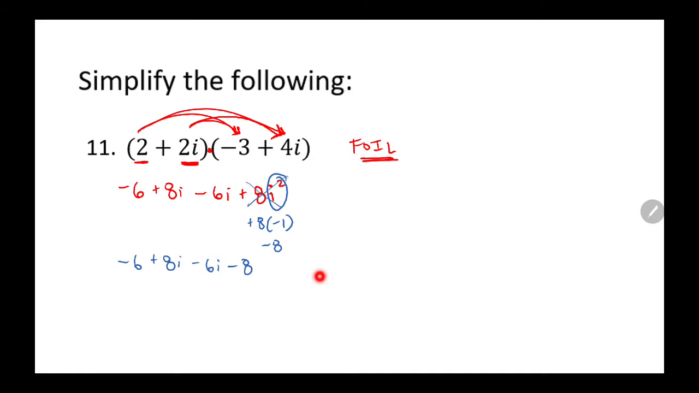There. Now we'll combine like terms. Minus 6 minus 8 is minus 14. Plus 8i minus 6i is, well, 8 minus 6 is minus 2. Combine your like terms is i. Whoops, 8 minus 6 is positive 2.